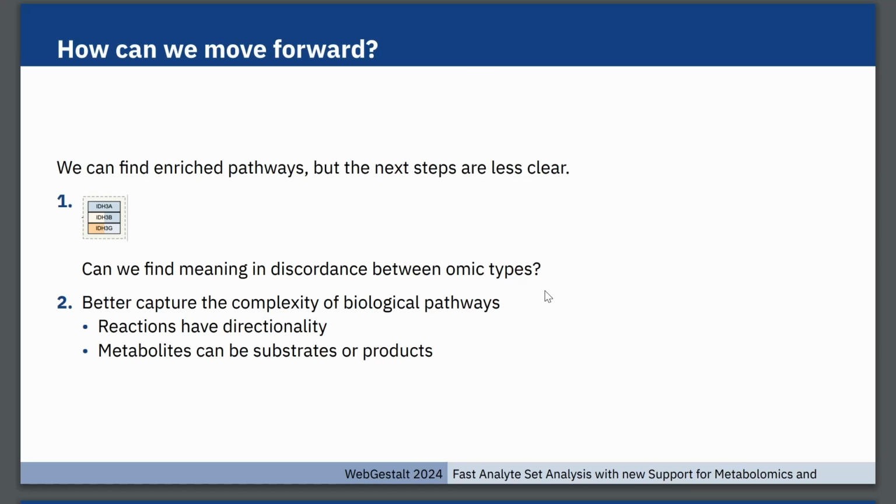And so a question that we came towards is that we can do this enrichment analysis. We can find these pathways, and then we can explore the Krebs cycle. That's very important, but it's the next steps that are less clear. We see certain genes where there's agreement, some where protein and RNA disagree, and then you have where maybe the protein's higher, and then you can have the opposite effect where the protein's lower. And so a potential further direction is, can we actually find meaning in this discordance between omic types?